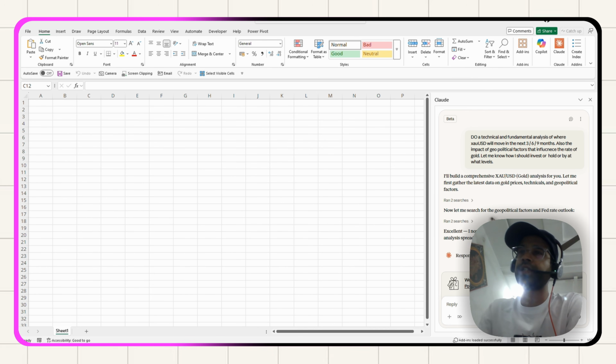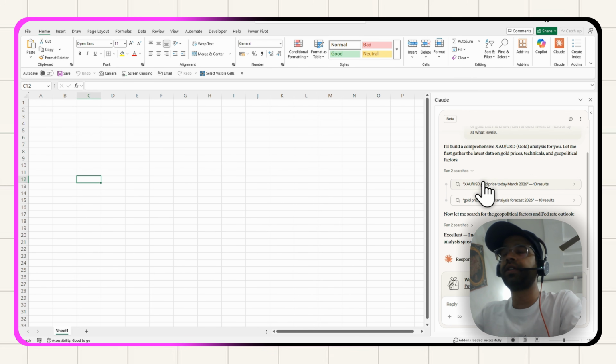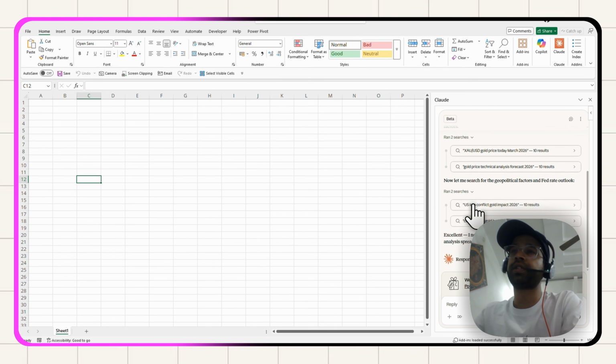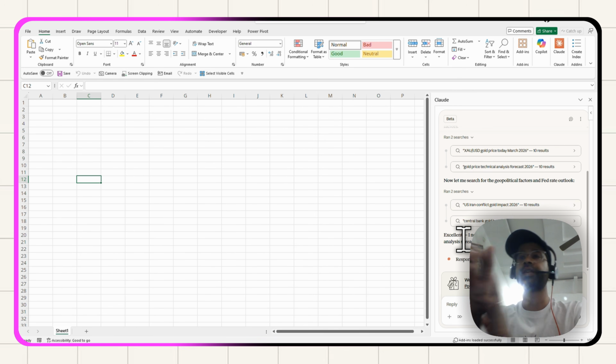It's essentially now looking up all the information, and if you can notice here, it's searching this information. So it executes today's price 10 results, gold price technical analysis, and then it can do more searches: Iran conflict, central bank buying 2026 results. So as you can see, 10 results, 10 results, 10 results, and it's able to get all the information, right?